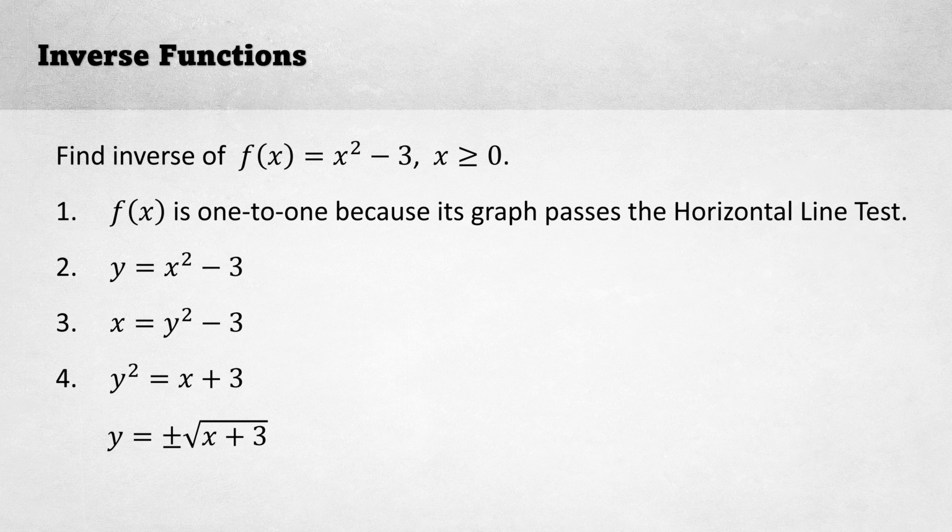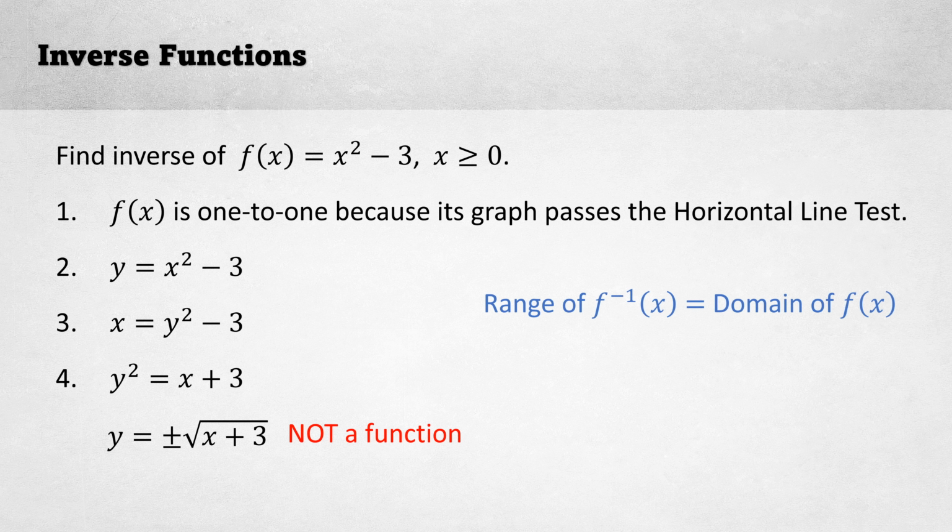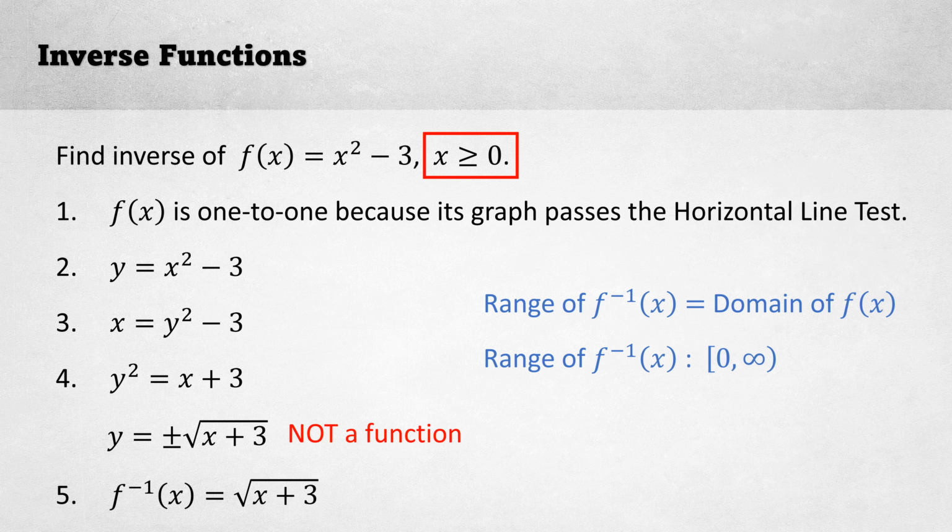However, with the plus or minus, y would not be a function of x. We know that the range of an inverse function should equal the domain of the original function. Thus, the range should be real numbers greater than or equal to 0, same as the domain of f of x. So we only take the positive square root of x plus 3 in this case. So f inverse of x equals the square root of x plus 3.